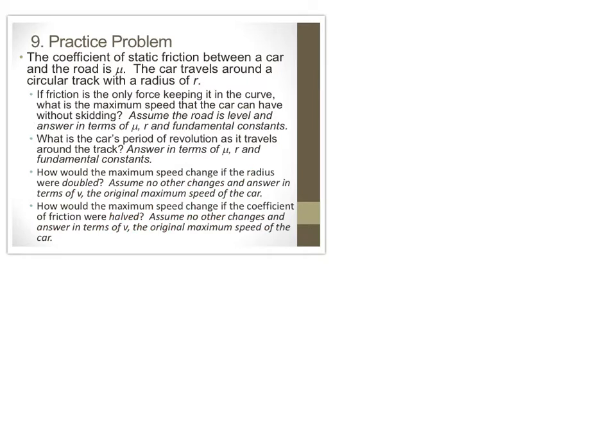For this next problem, we have a situation where a car is going around a circular track. All right, and we know the coefficient of static friction between the car and the road is mu. And the first question is, if friction is the only force keeping it in a curve, what is the maximum speed the car can have without skidding? So there's a little trick with this one when we go to set up our free body diagram, and that's the first thing we should do because we always are setting up our free body diagram first.